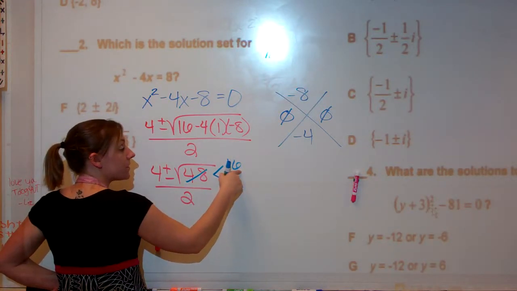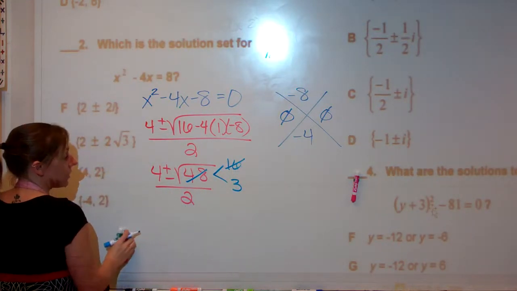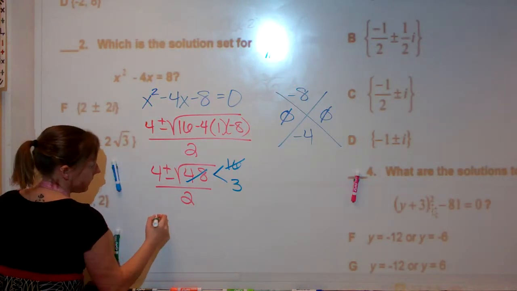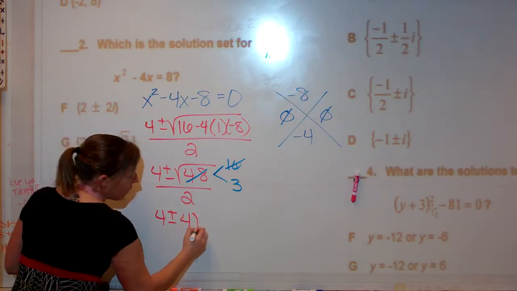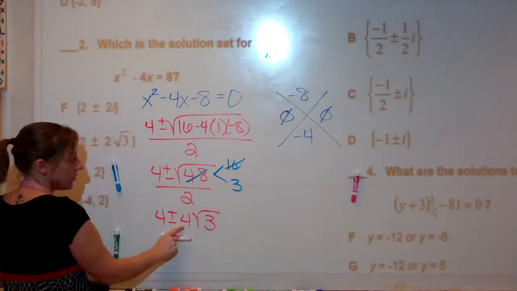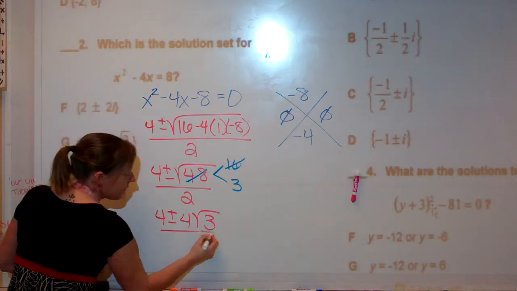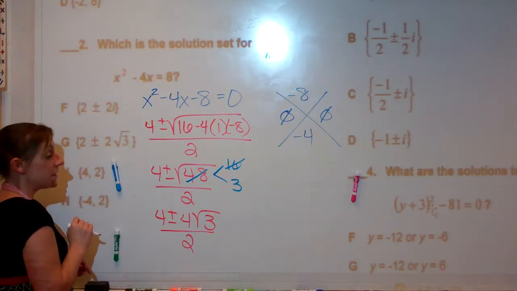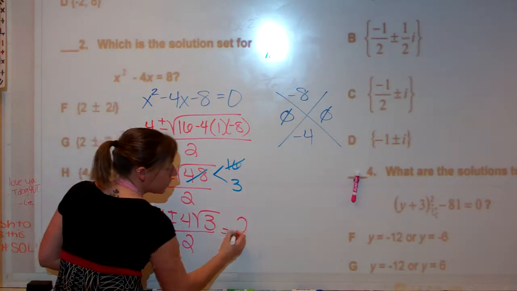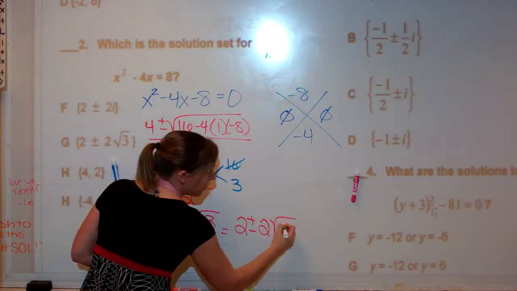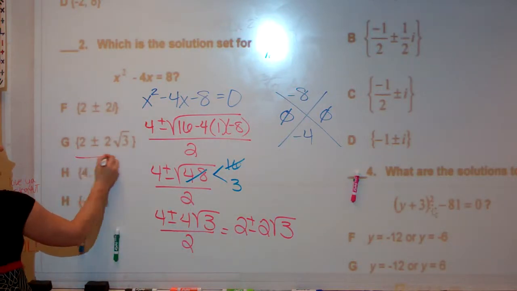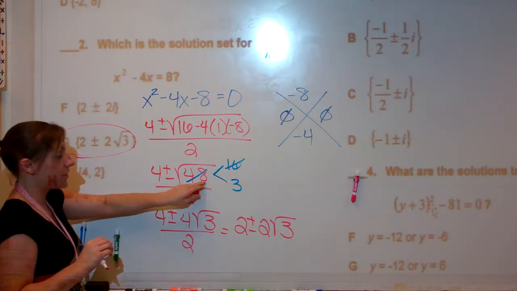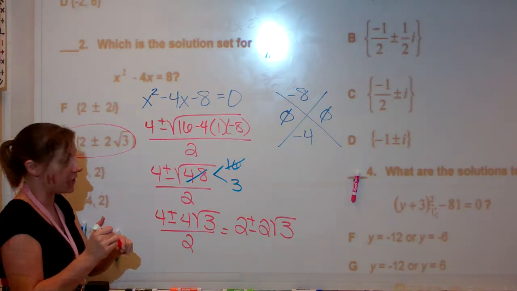So I square root 16, I get a 4 out. So right now I have 4 plus or minus 4 root 3, because the 16 square roots out, the 3 is still left, all over 2. And then these 3 numbers all divide by a 2. So that's why it becomes 2 plus or minus 2 root 3. So that's where that comes from. You have to plug it in, you have to simplify the radical, and you have to reduce the fraction.